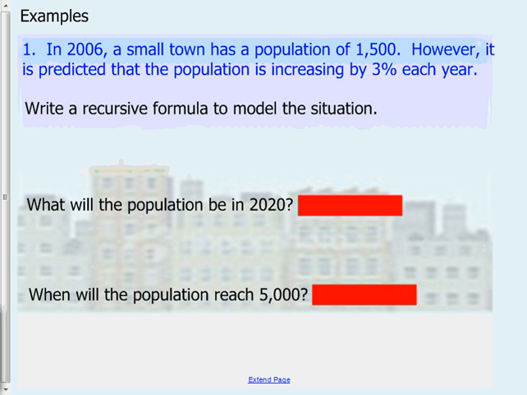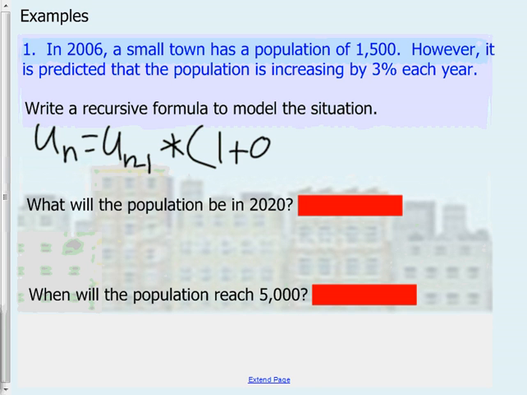So it's saying that u of n is equal to u of n minus 1, because this is how we're always going to start our formulas. And basically, this is recursive, so it's saying that u of n is just dependent upon the previous term. And then we're going to multiply that, because this is a geometric. It's increasing by 3%, not by a constant number each year, like an arithmetic would be. This is a geometric, and it's increasing by 3%. So we've been doing it like that. So it'd be 1 plus 3%. And this is just the decimal equivalent of 3%.